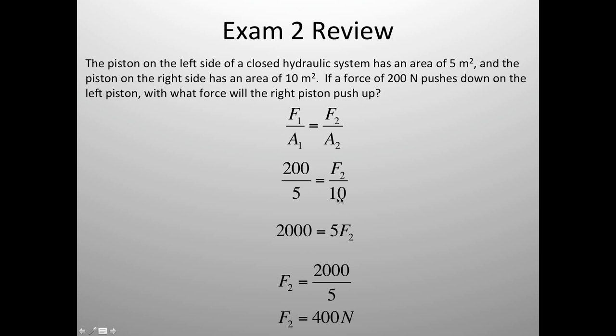newtons. And if you bring this back into check, you can see 200 divided by 5 is equal to 40, and 400 divided by 10 is also equal to 40. So a good check is to go back and plug that into the equation and make sure that the ratio is equal to each other.